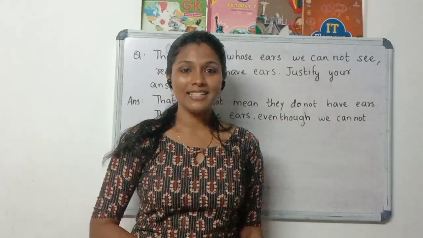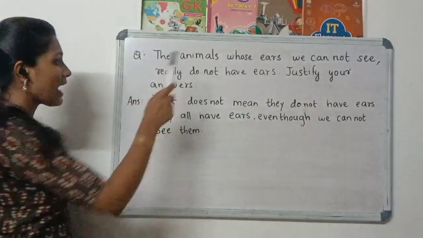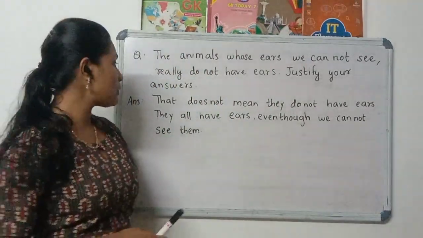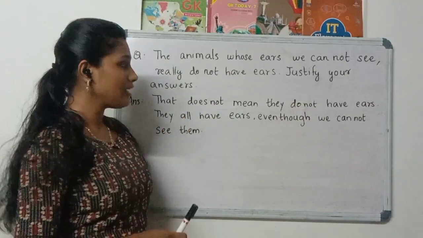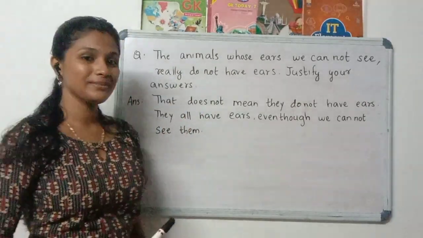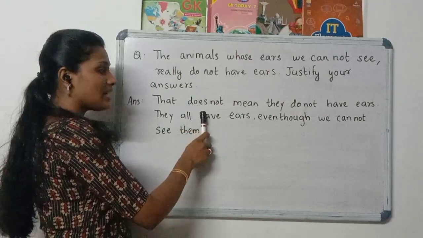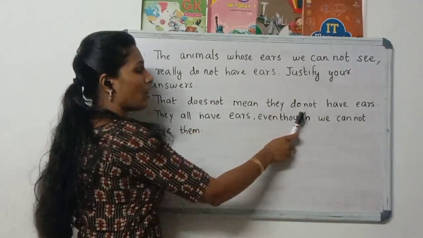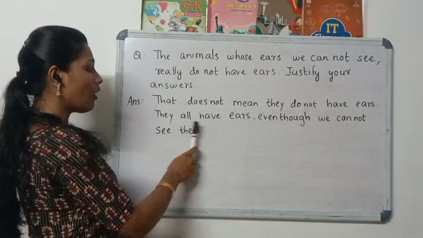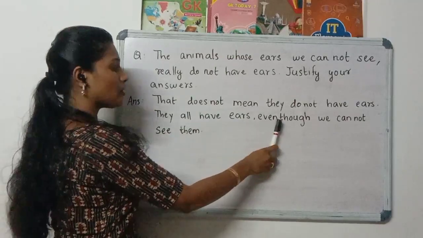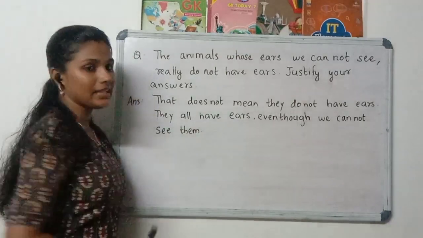So, let us answer a question. The animals whose ears we cannot see really do not have ears. Justify your answer. That does not mean they do not have ears. They all have ears even though we cannot see them.